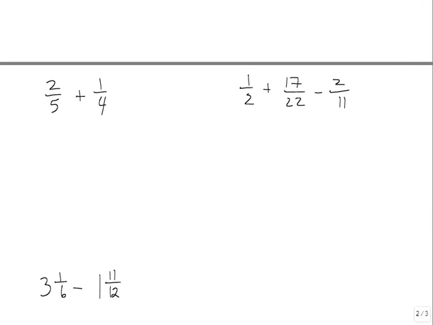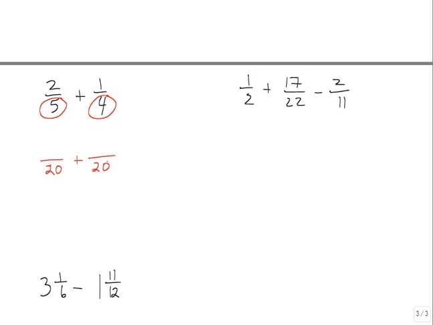Now let's try a couple that don't have common denominators. So if I have 2/5 plus 1/4, first thing I want to do is look at the two denominators that I have, and I want to come up with the least common denominator, the number that's the smallest number that's divisible by both 5 and 4. And the easiest way to get that here would be to just multiply them together since they have no common factors. So 5 times 4 is 20, so that's a good choice for a common denominator. And in fact, it's my least common denominator.